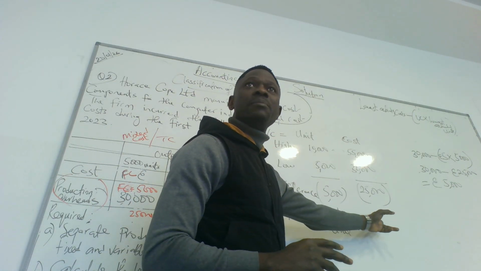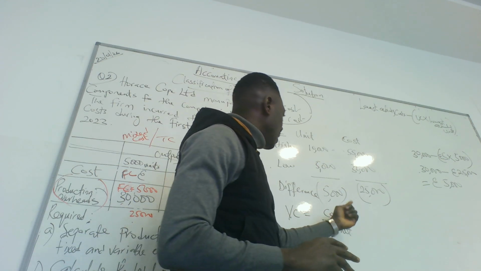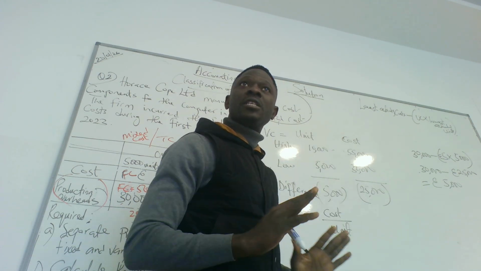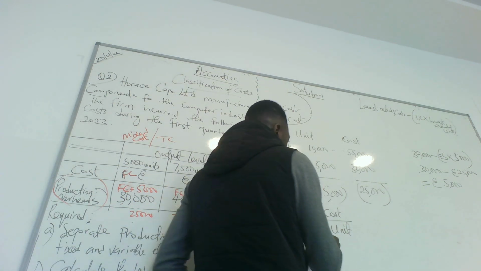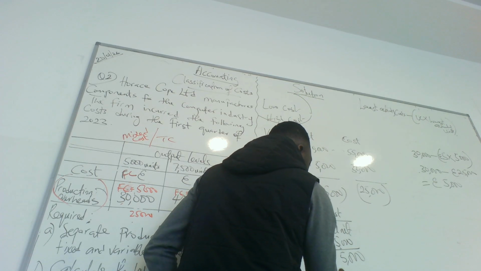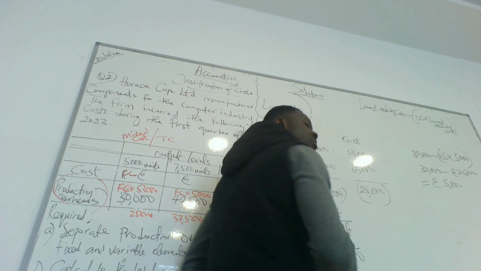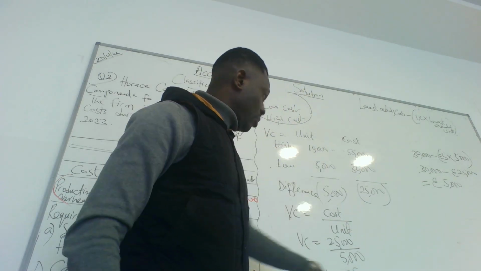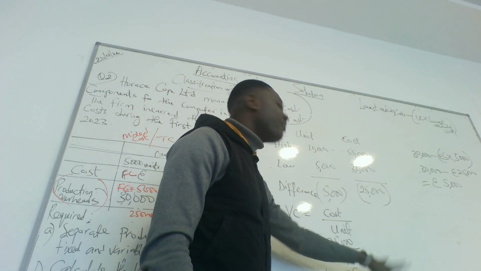You find the range before you divide. The cost divided by the unit gives you a VC. Now VC is 25,000 divided by 5,000. Then VC is 5 euros. Done. Now, do you understand how we got our VC? Okay, now we have our VC.